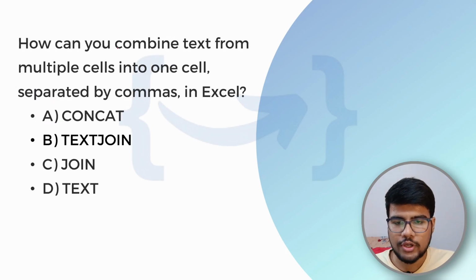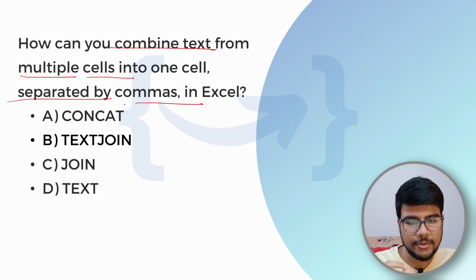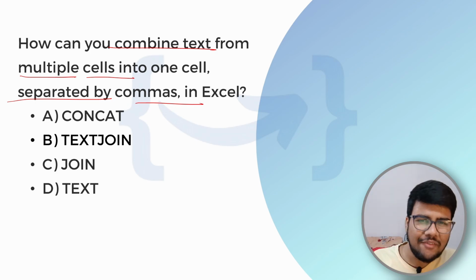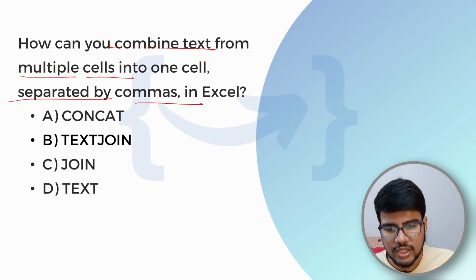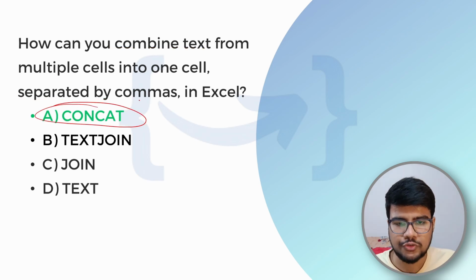Now, how can you combine text from multiple cells into one cell separated by commas in Excel? Okay, you need to let me know about this answer because this question is also covered in my cheat sheet of MS Excel where everything is written in brief. So yeah, I know that the correct option is CONCAT, which will combine text from multiple cells.